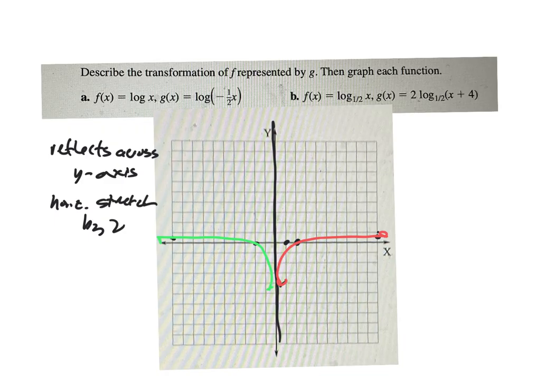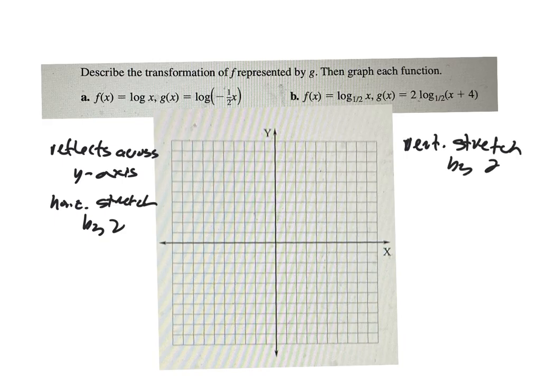Let me erase this real quick. All right, second one. Let's write the stuff down here. First of all, it's got a vertical stretch by 2, and it's going to shift left 4. Now, I'm not doing a great job of describing what these things do. So let's go ahead and draw the asymptote here.